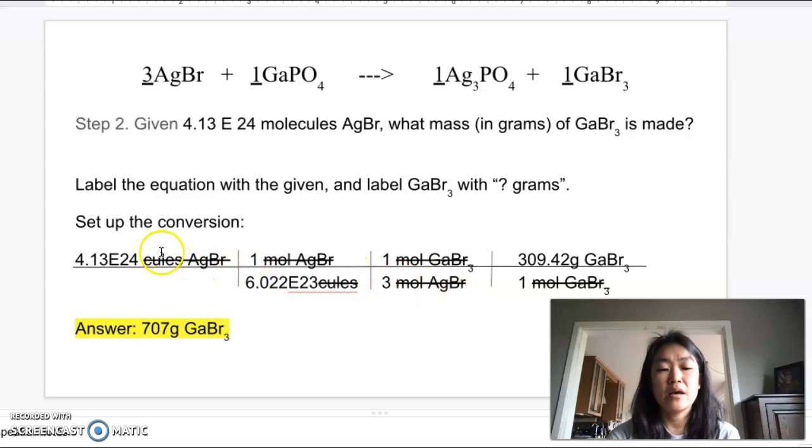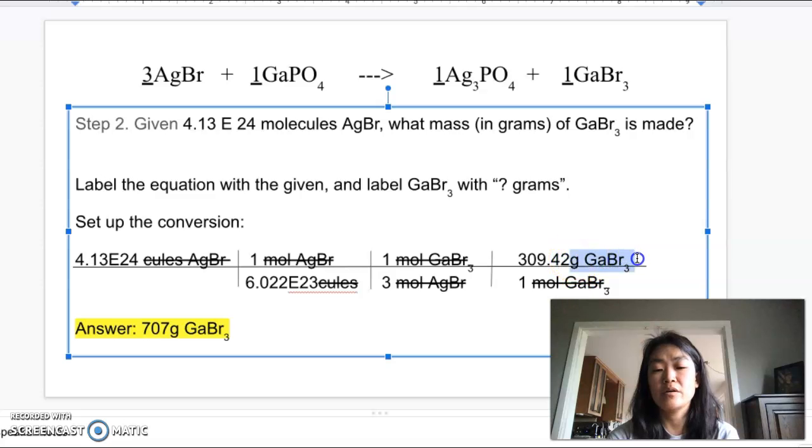And then finally, I've canceled out units that match. So molecules cancels out with molecules, moles cancels out with moles. The only unit that I'm left with right here is grams, which is the goal that I have. So my final answer to this conversion is 707 grams of gallium bromide.